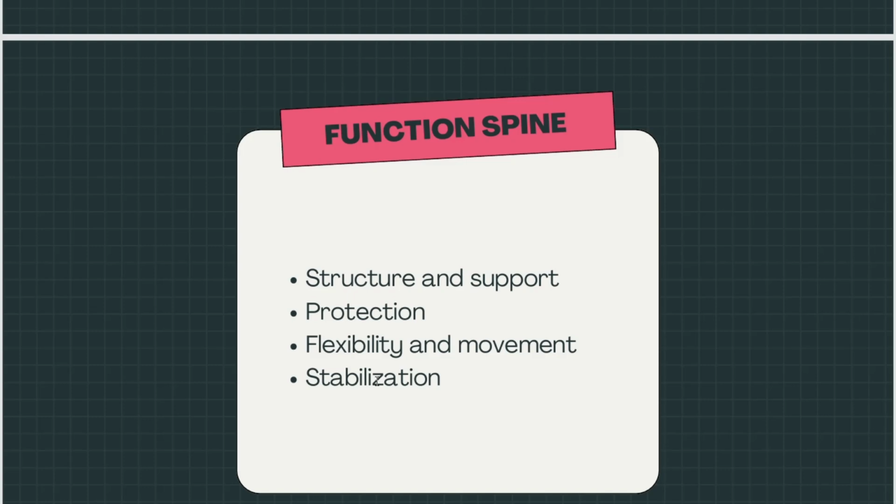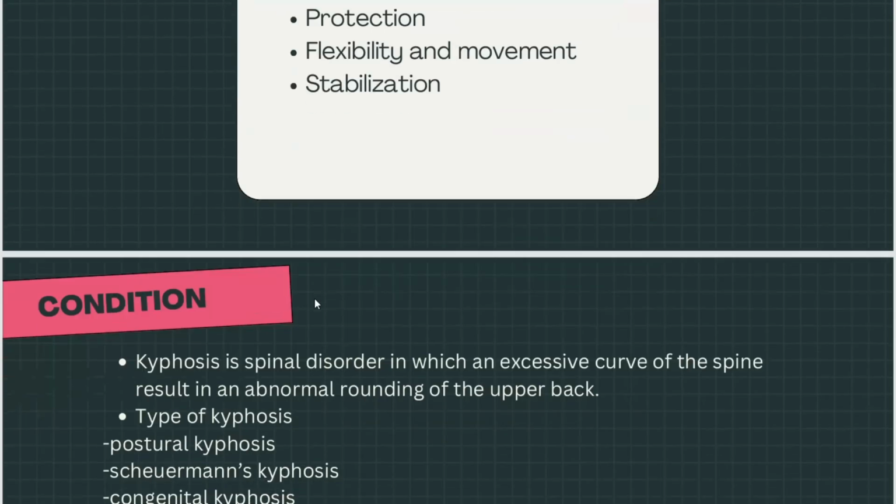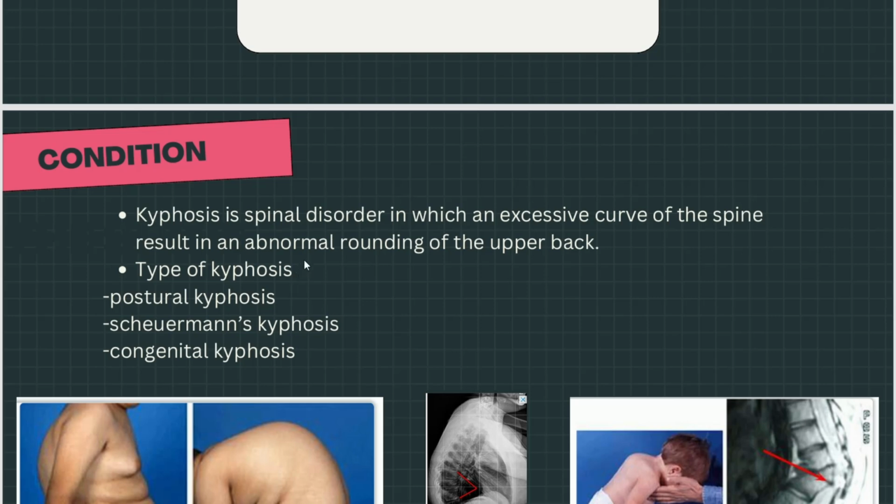For the last one, stabilization. It helps stabilize the rib cage, which in turn helps stabilize the thoracic spine, and together they protect the heart and the lungs. So next, we look at a condition related to the spine.